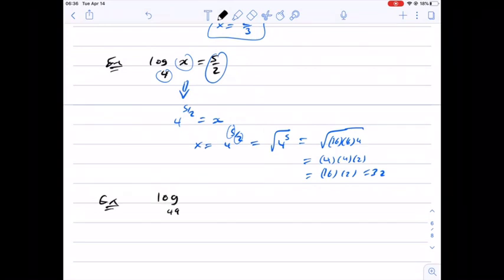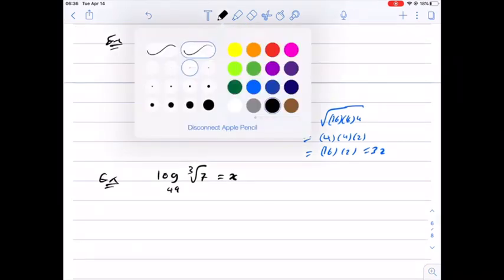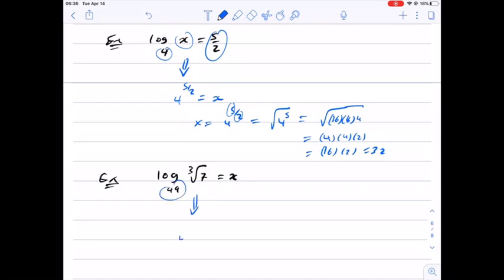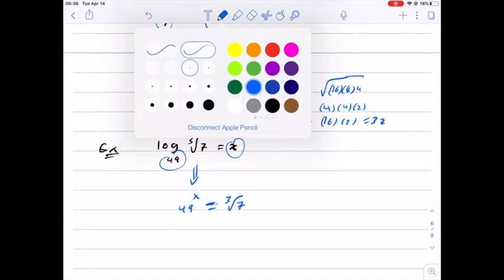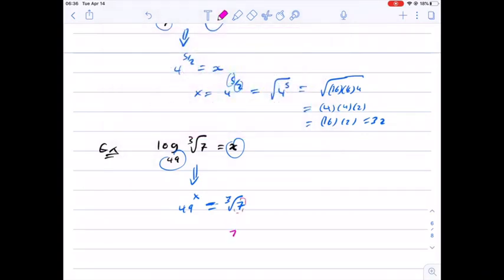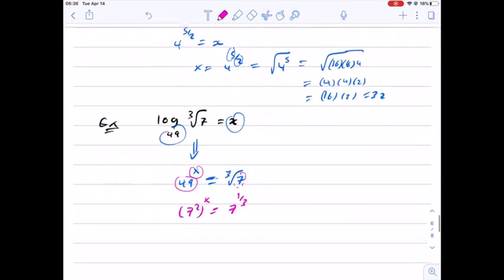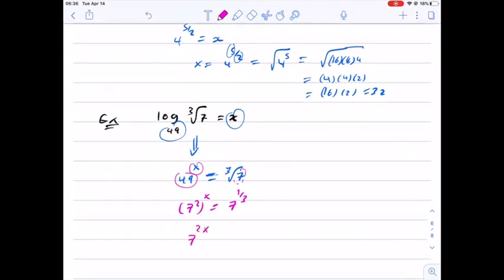One more example. If we have log base 49 of cube root of 7 equals x, we convert this into exponential form. The base is 49, the power is x, equals the cube root of 7. And then we can rewrite: the cube root of 7 is 7 to the power 1/3, and 49 can be written as 7 squared, raised to power x. So this is 7 to the power 2x equals 7 to the power 1/3.